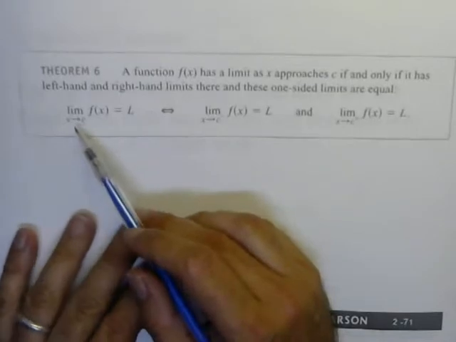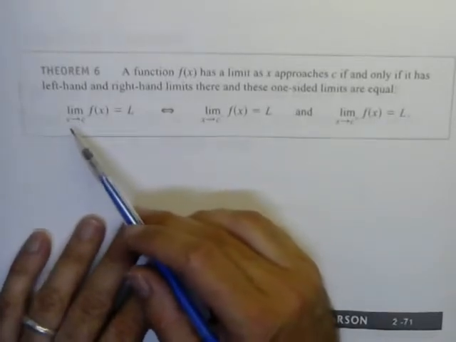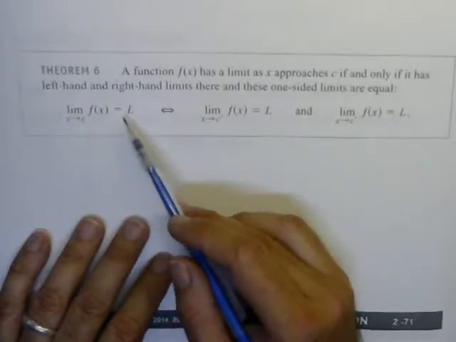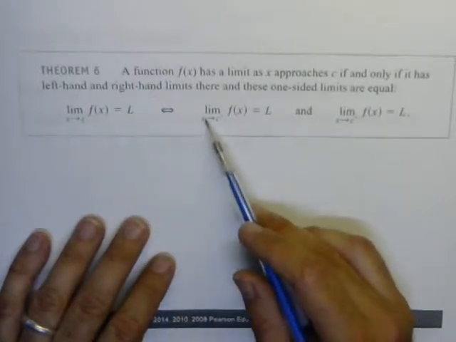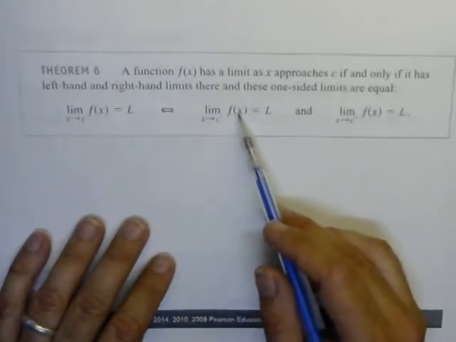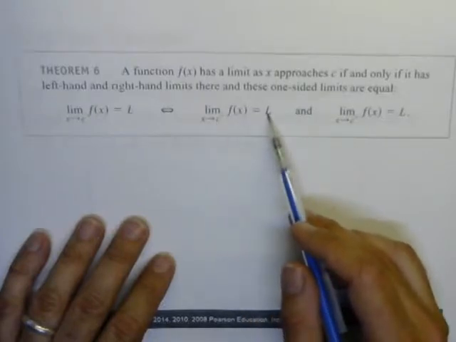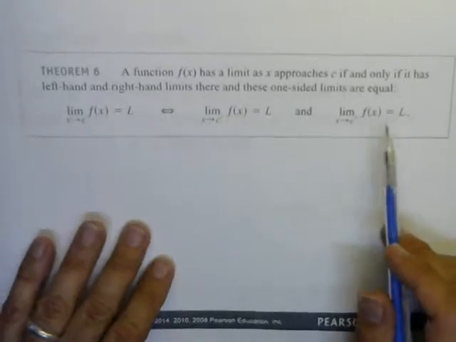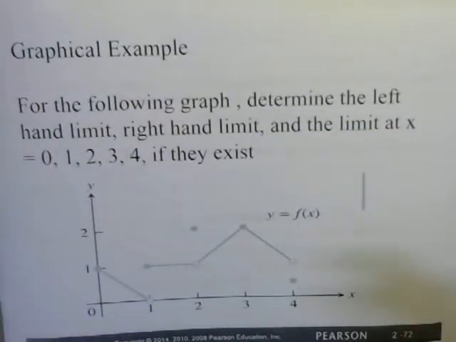So another way of saying that, in a more formal way, is the limit as x approaches c of f of x is equal to L if and only if the left-hand limit of f of x as x approaches c from the left is equal to L, and the limit as x approaches c from the right of f of x is also equal to L.